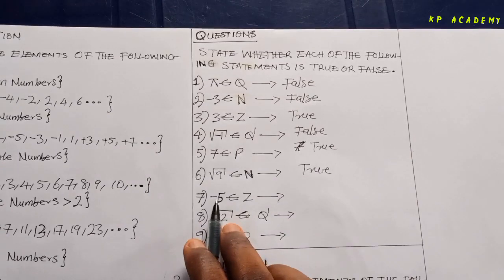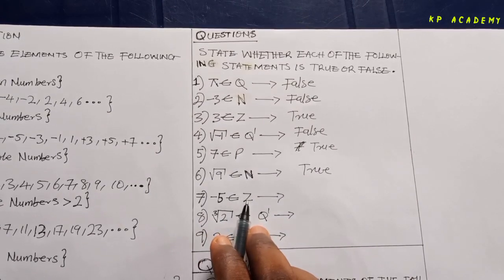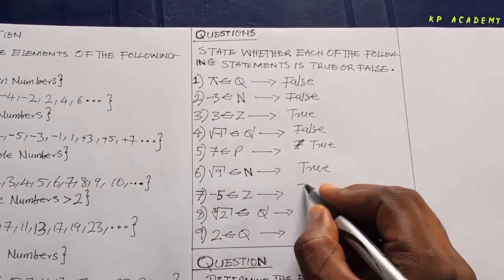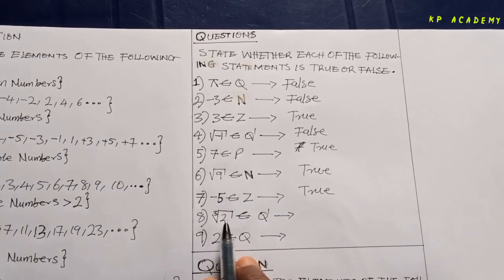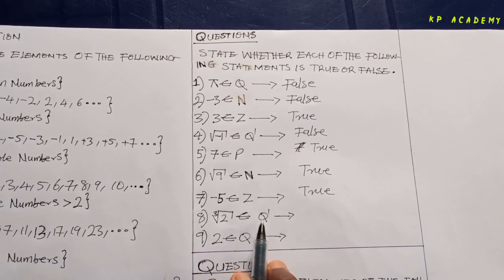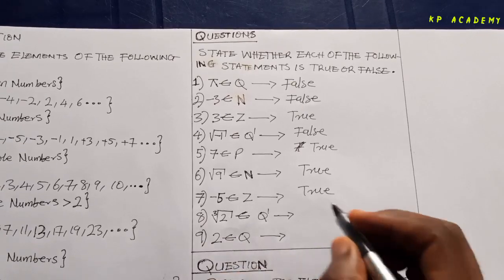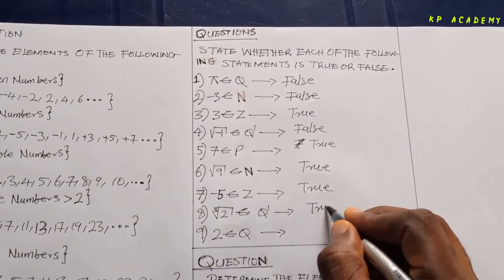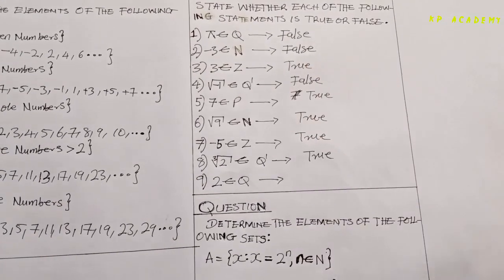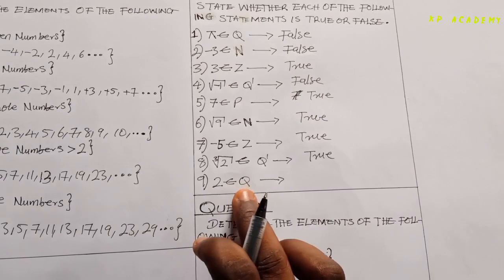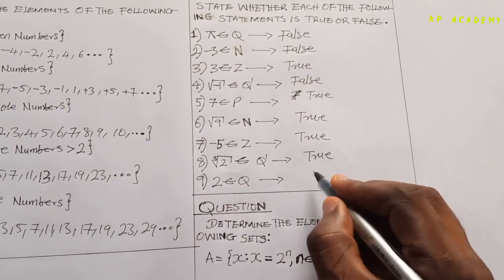Next one, minus 5 is an element of the integers. It is true. Next one, the cube root of 2 is an element of the irrational numbers. It is true. Then the final one under this particular question says 2 is an element of the rational numbers. It is false.